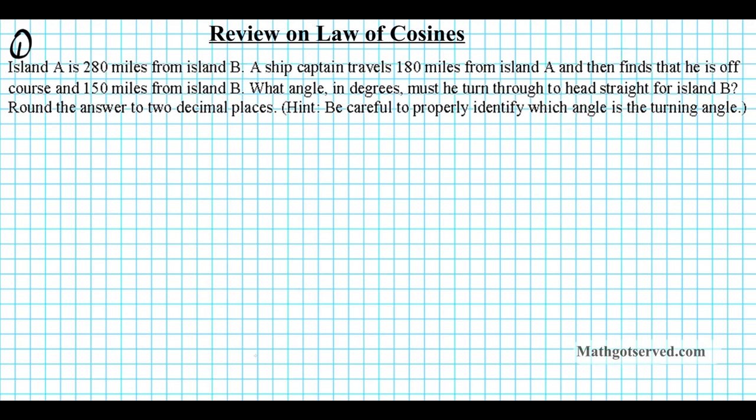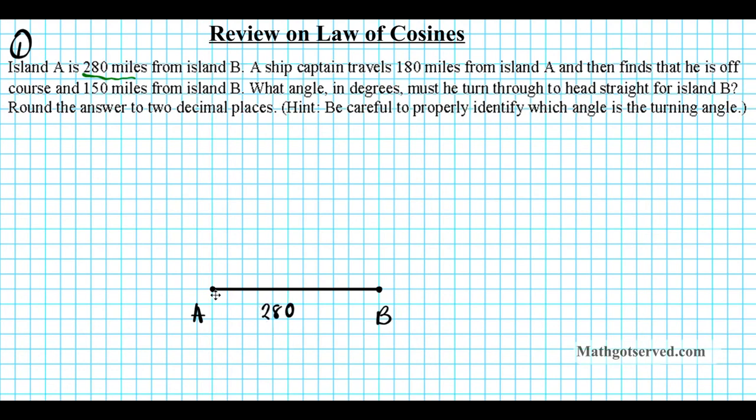Alright, so to get us started, let's identify or locate island A and B somewhere on our grid. Alright, so let's say island A and B are located on those 2 points. In the first piece, we're told that the distance from island A to B is 280 miles. Alright, so let's draw that segment and put in the distance of separation between them, 280.